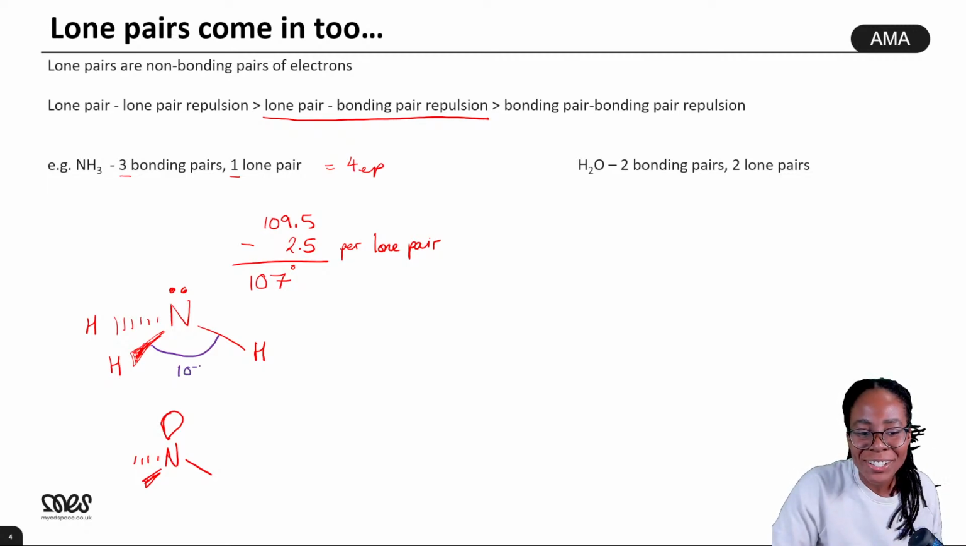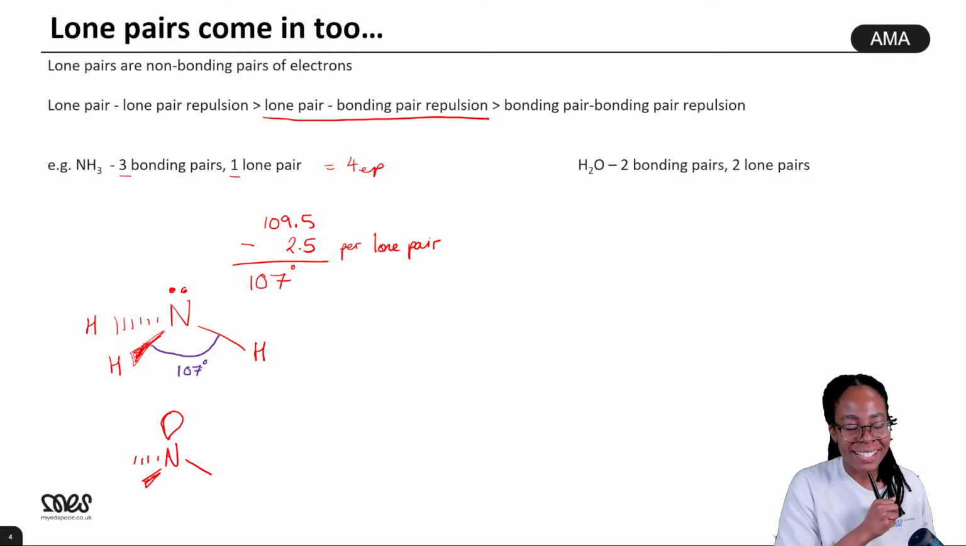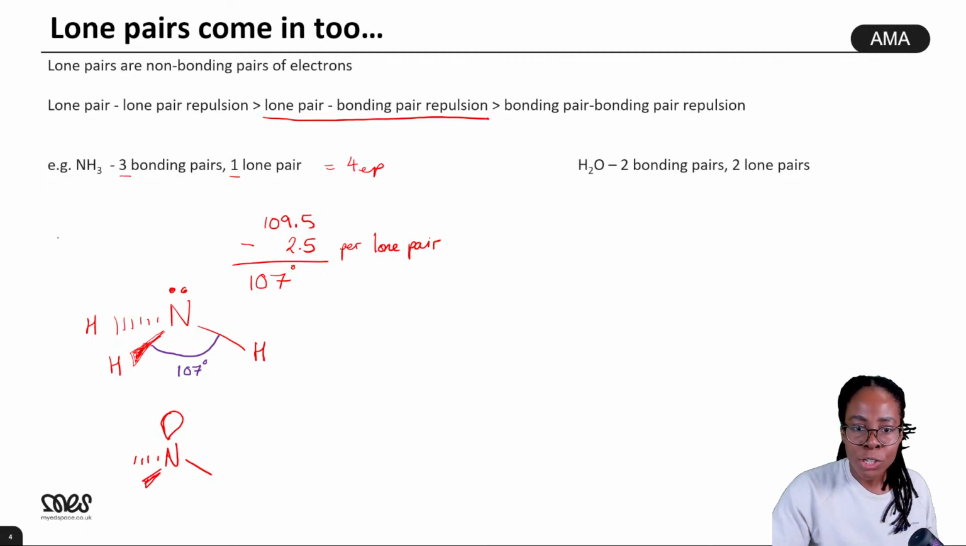Okay, 107 degrees. Nice. Okay. And that's because lone pairs repel more.